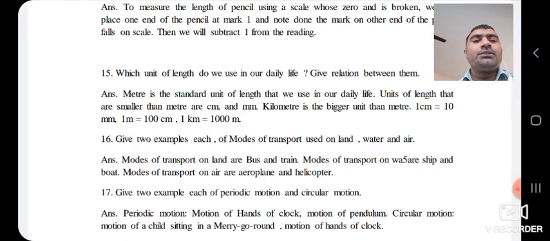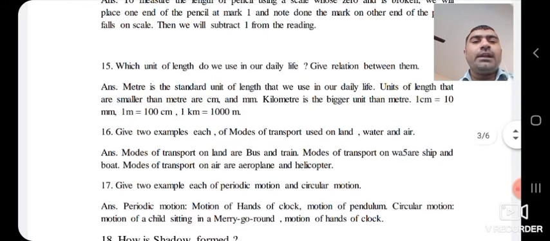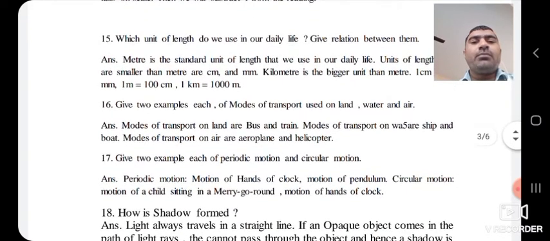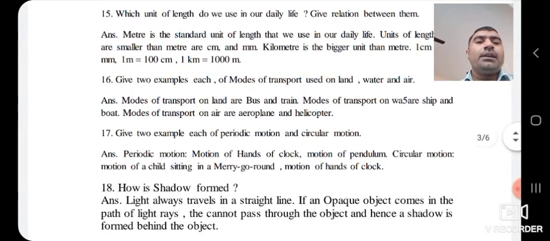Give an example of each of the modes of transport used on land, water and air. The next question is to give examples of transport used on land, water and air. Modes of transport used on land are bus and train. Modes of transport on water are ship and boat. Modes of transport on air are aeroplane and helicopter.